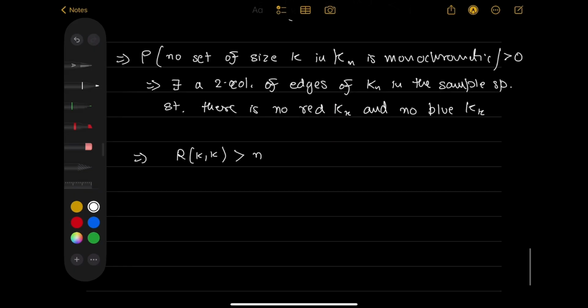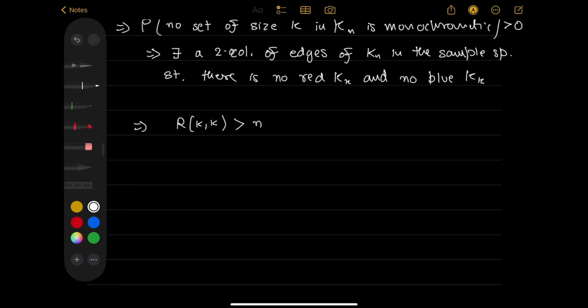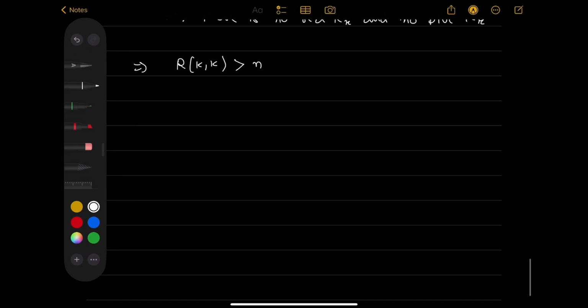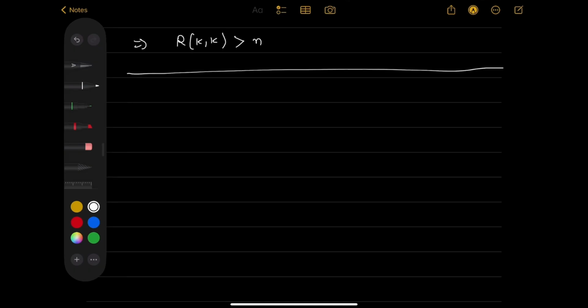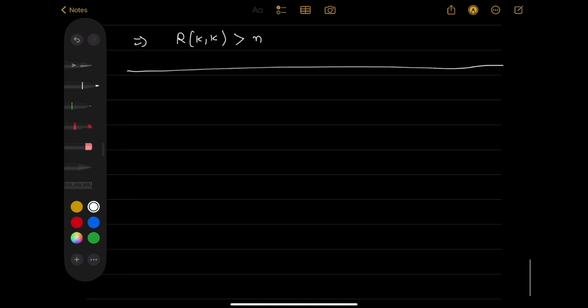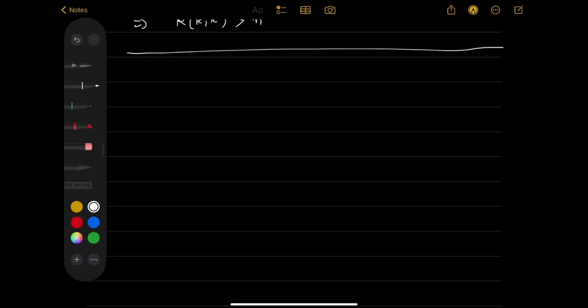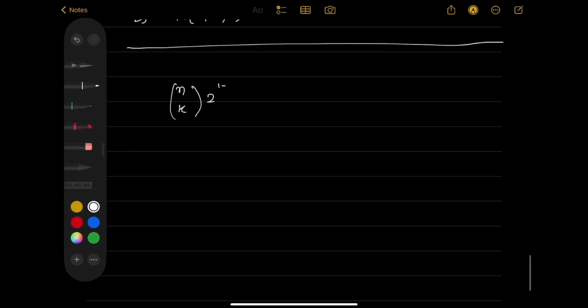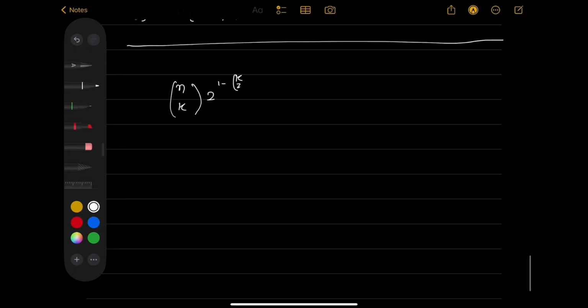So this is a bit complicated to understand, the statement of the theorem, but this theorem implies a very basic result, or we can draw some conclusions over here. So we are taking this value n choose k times 2 to the power 1 minus k choose 2 to be less than 1, right?